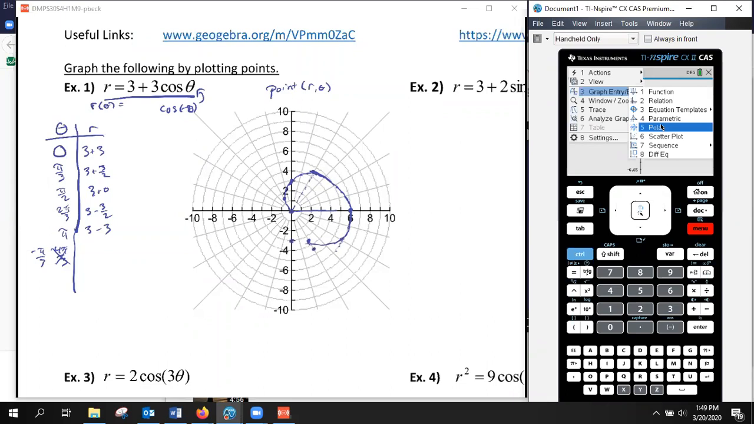And I think I graphed that point wrong. So let me go ahead and clean that up. That should have been 4.5, not 3.5. And this should be 1.5, and then you get 0.